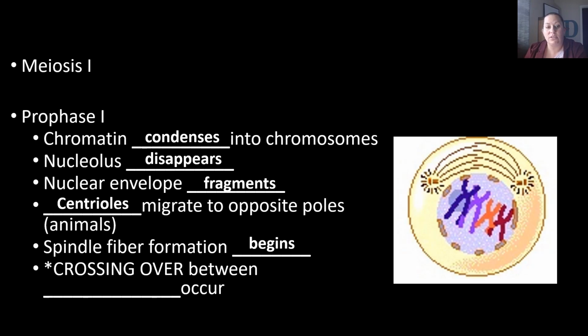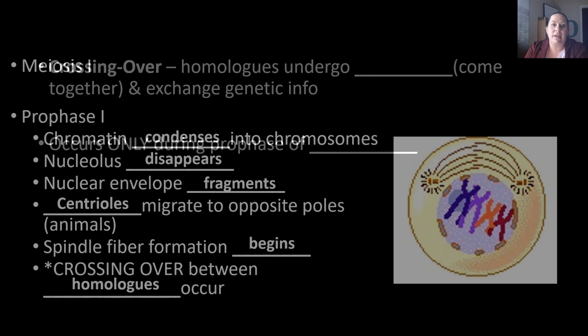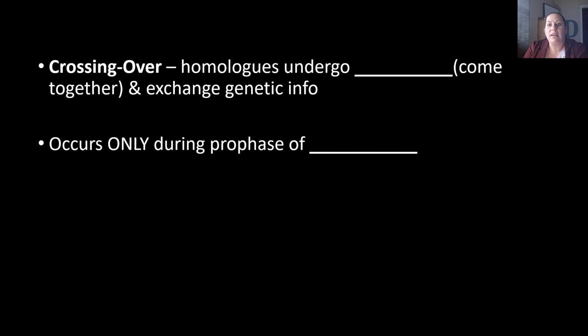These are all exactly the same as what happens in normal prophase. Here's the difference. Okay, so there's a little star next to it on purpose there. There is something here that happens. This is called crossing over. Crossing over between what we call homologs, those homologous chromosomes, is going to occur. Okay, so what does this mean? Crossing over is when homologs undergo what we call synapsis. They come together and they actually exchange, share, switch genetic information. And this only occurs during prophase of meiosis I. That's it. It's the only time this happens.